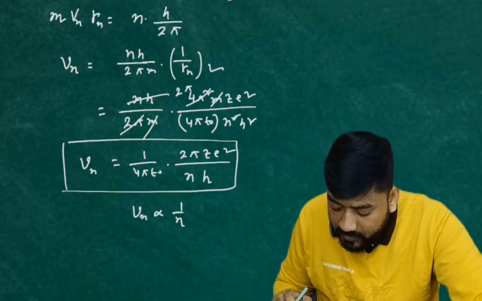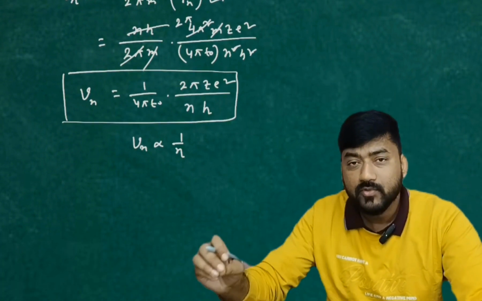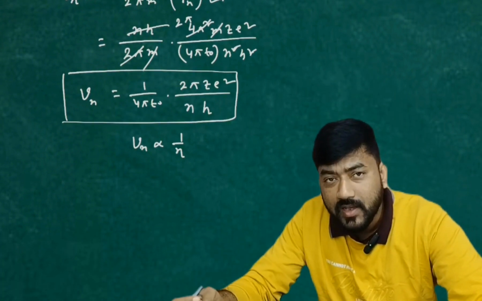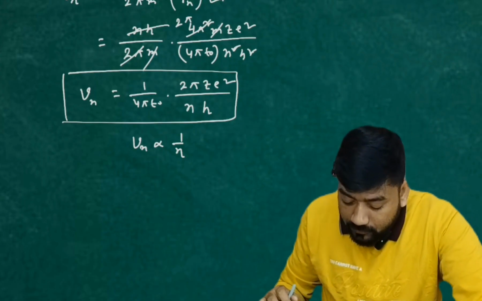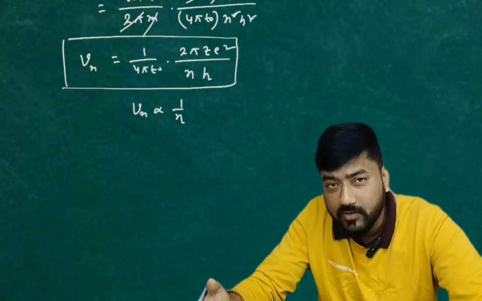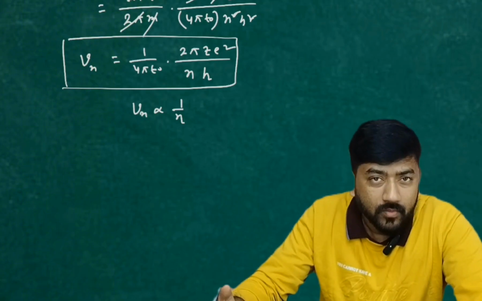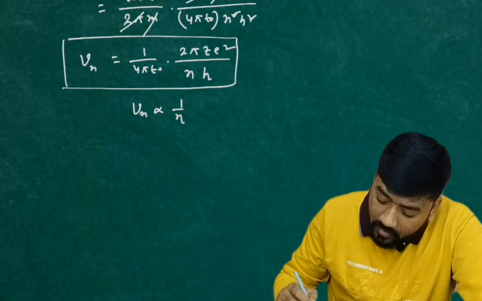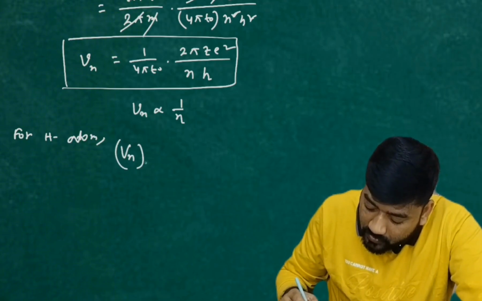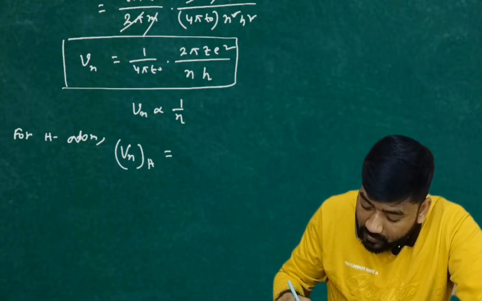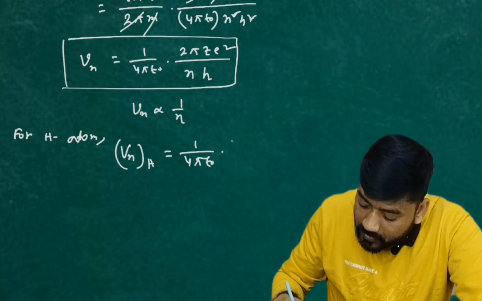Now how we can modify this expression again for hydrogen atom, and in terms of the speed of hydrogen atom. We can express the expression for other atoms also, but the atoms should be one electron system. Now this is basically a limitation of Bohr model. You can say Bohr model is only applicable for one electron system. Now for hydrogen atom what will happen? For hydrogen atom you can write Vn for hydrogen, so that will be 1 upon 4 pi epsilon naught into 2 pi e square upon nh.